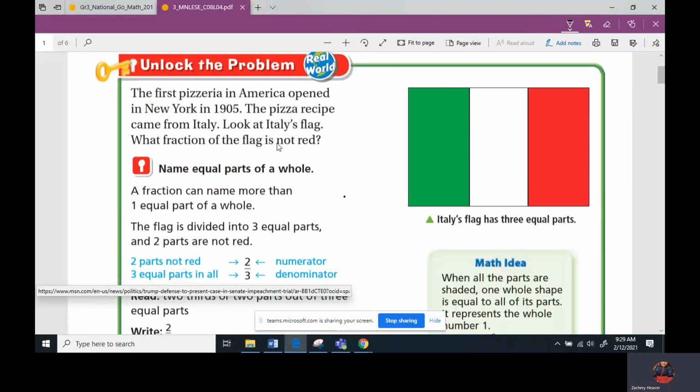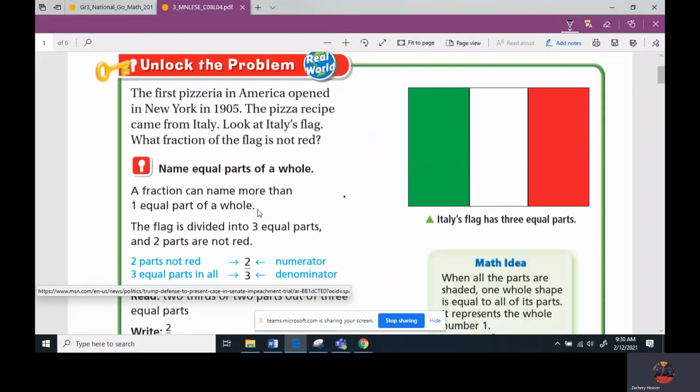So the first pizzeria in America opened in New York in 1905. The pizza recipe came from Italy. Look at Italy's flag. What fraction of the flag is not red? So we've got to think. What fraction is not red?